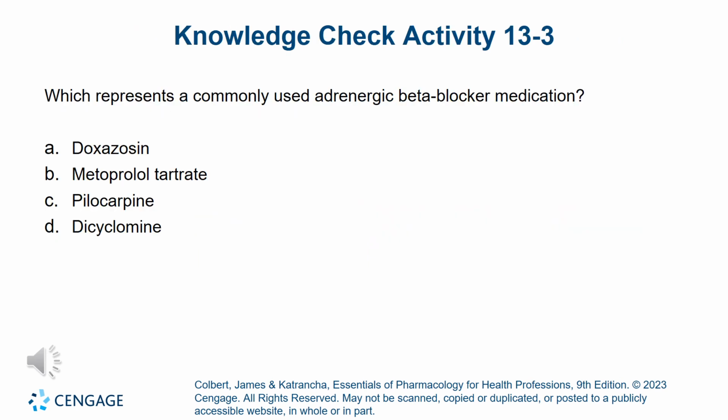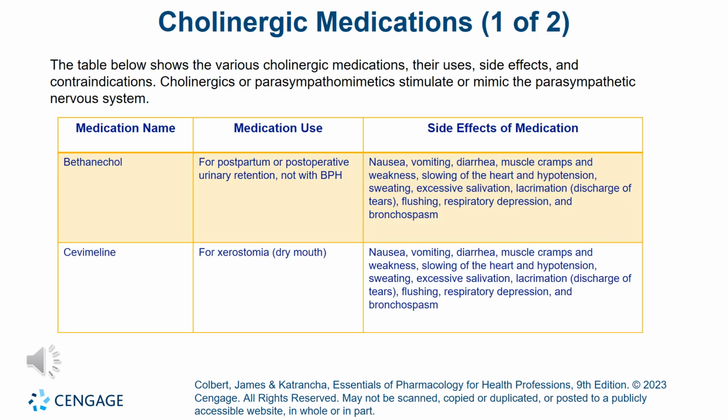Now let's check 3, which represents a commonly used adrenergic beta blocker medication. Choose from the following, write your answer down, and you'll be able to check at the end of the video.